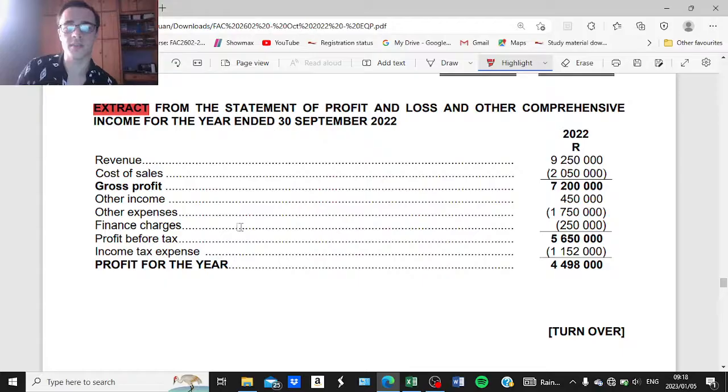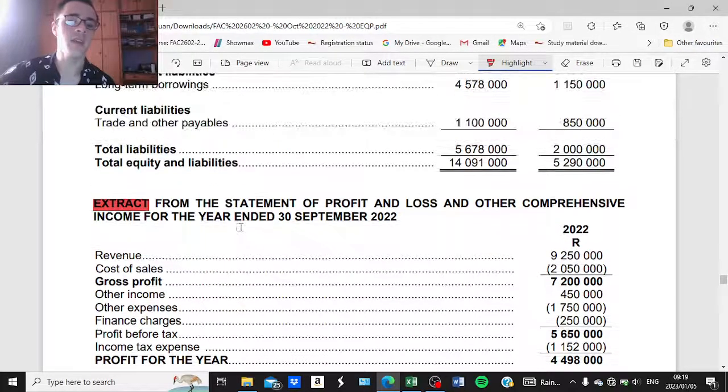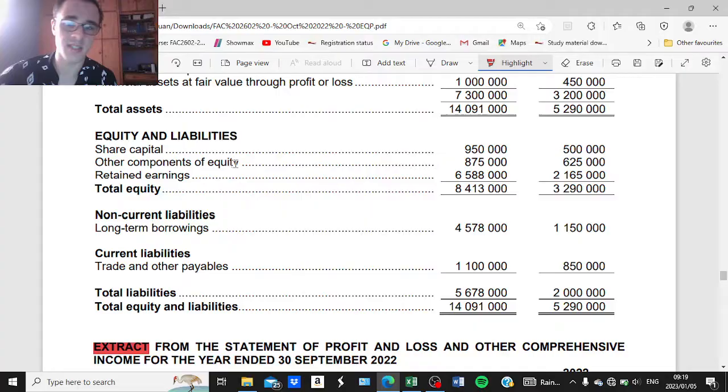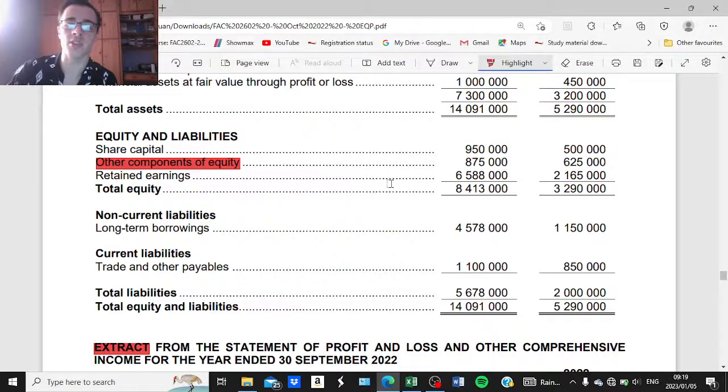If there was a change in the value or the balance of other components of equity, so comparing the closing balance with the opening balance, if those two balances are different, it means that there was a revaluation conducted within the current financial year. And if we look at our equity and liability section, specifically focusing on other components of equity, and in the absence of any further information, we can assume that this line item only consists of revaluation surplus.